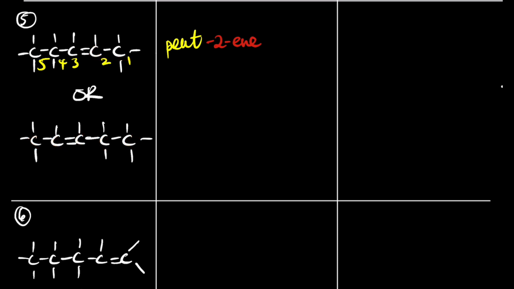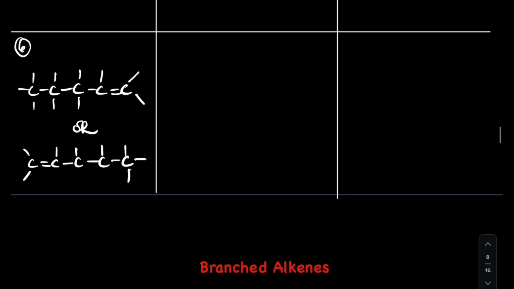This one, I made a mistake here. It's not the same. Yeah, it's the same. 1, 2, 3. It's in carbon 2 even on this side. So it's 1, 2, 3, 4, 5. So the name is going to be the same. You can even write the name and say 2-pentene, right? Pentene.